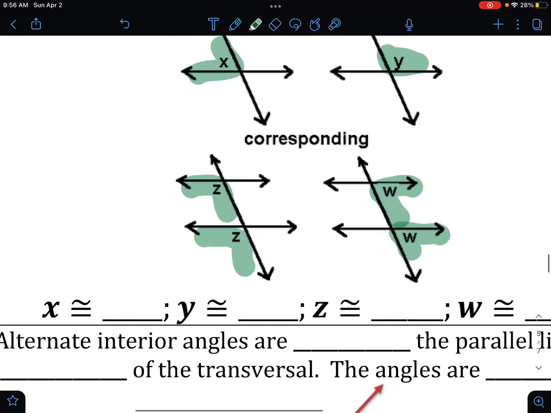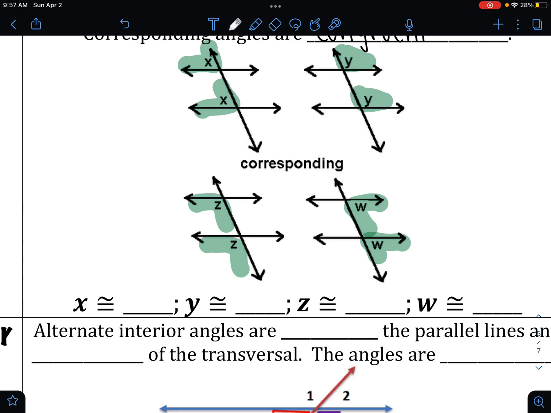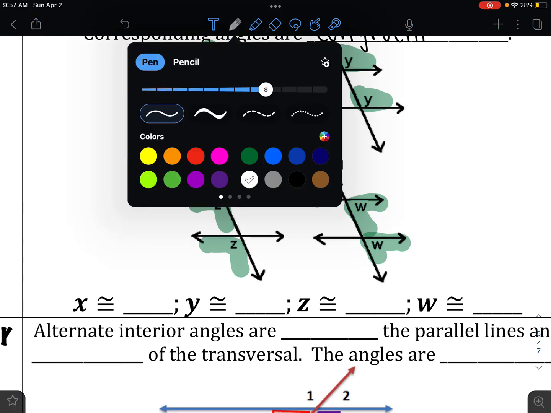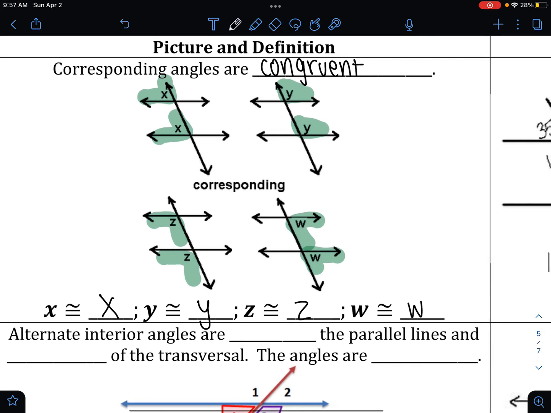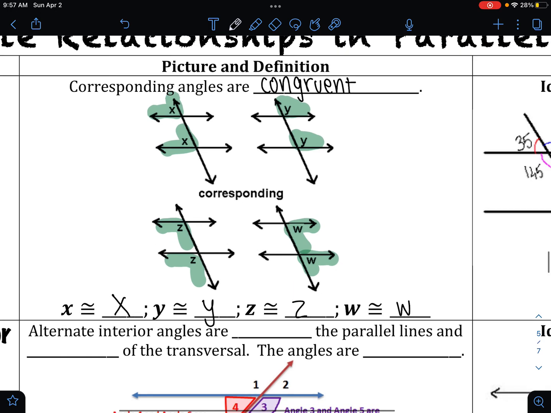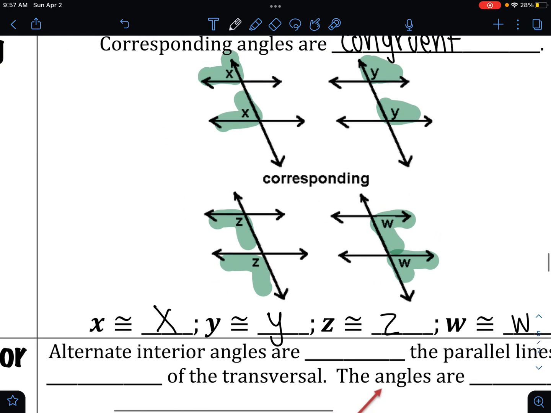Okay, so right down here, angle X is going to be congruent to angle X. Angle Y is going to be congruent to angle Y, Z with Z, and W with W. Which means they're going to have the same angle measure. So if this is, let's say, 70 degrees, this is also going to be 70 degrees, and so forth.